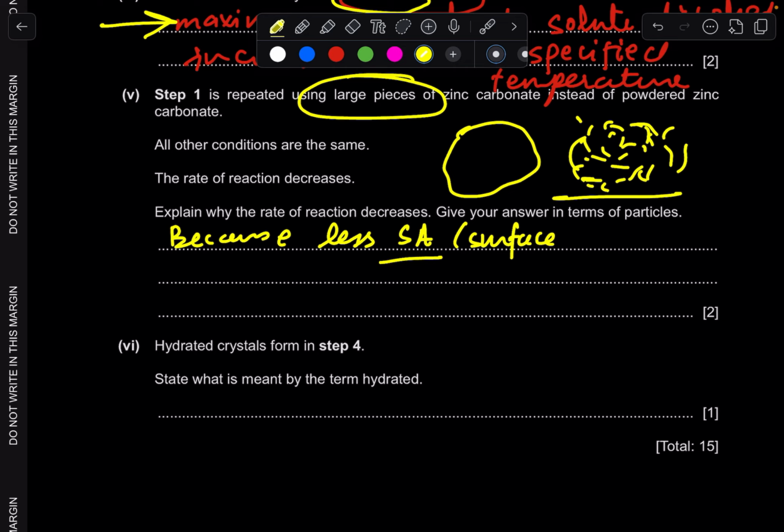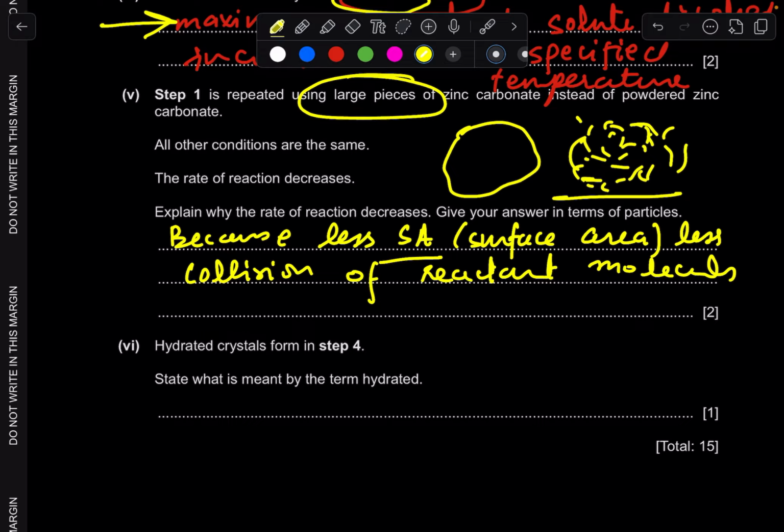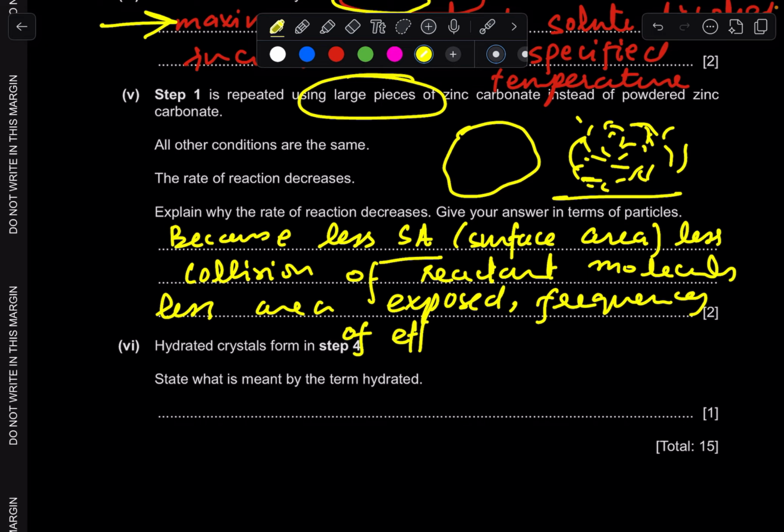Okay, good. Less surface area, less collisions of reactant molecules. There are going to be less successful collisions because there is less area exposed. So frequency, this is a key word. You need to always write frequency of effective collisions decreases. Because over here, for instance, this is the particle that's going to react with it.